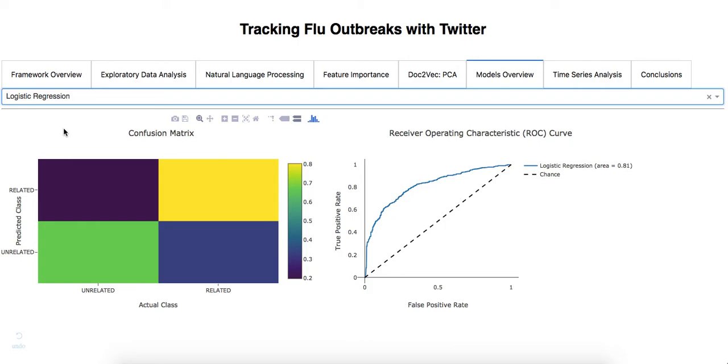For each classifier, I generated a confusion matrix, which essentially represents true positives, true negatives, false positives, and false negatives. So what are the related tweets that my classifier is actually identifying as related, and so on.